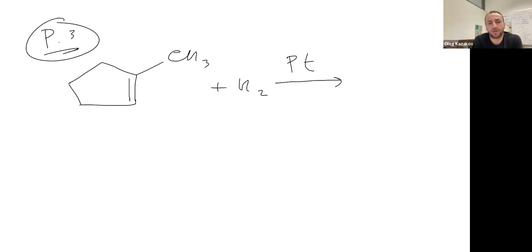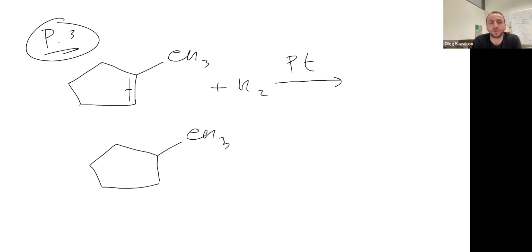So what are we going to have here? We are going to have the breakage of that pi bond, and we are going to saturate the carbons on the top and on the bottom. As a result, we are going to produce a cyclic alkane, which looks like that. So that's it.